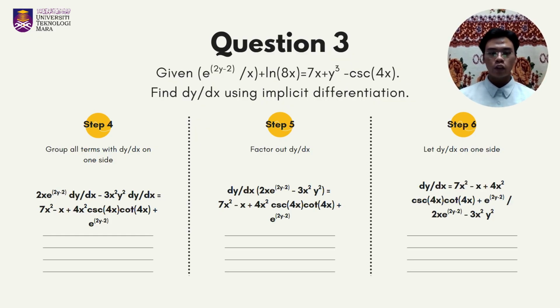Lastly, we'll leave the dy over dx on one side. So we'll just keep the dy over dx on the left side, and the other things we bring to the right side. And there you are, our answer.